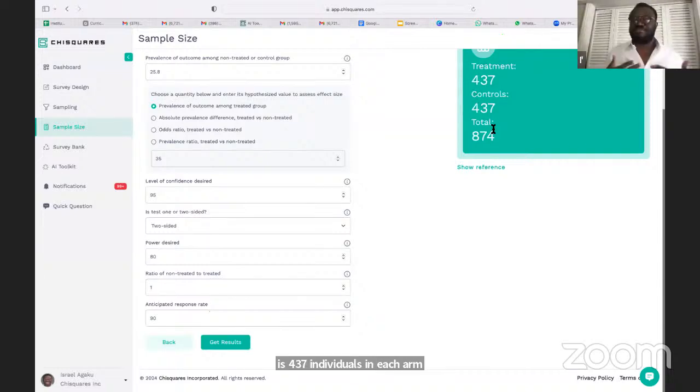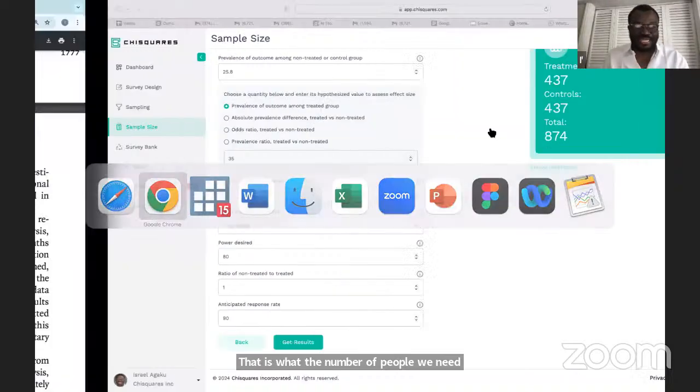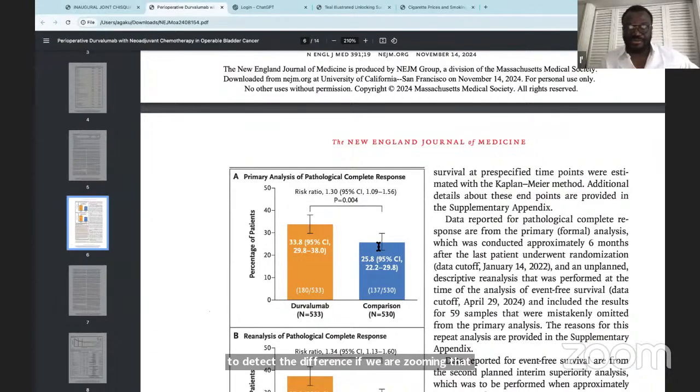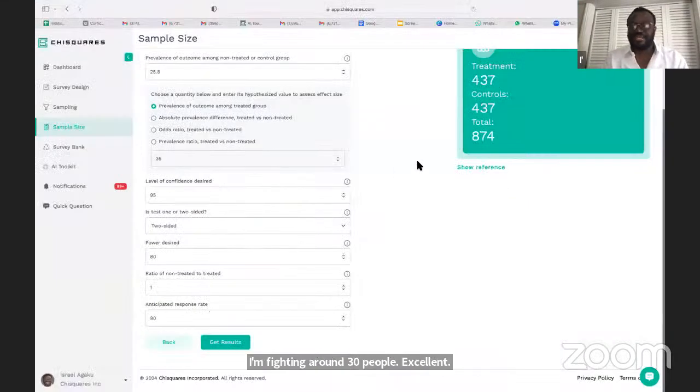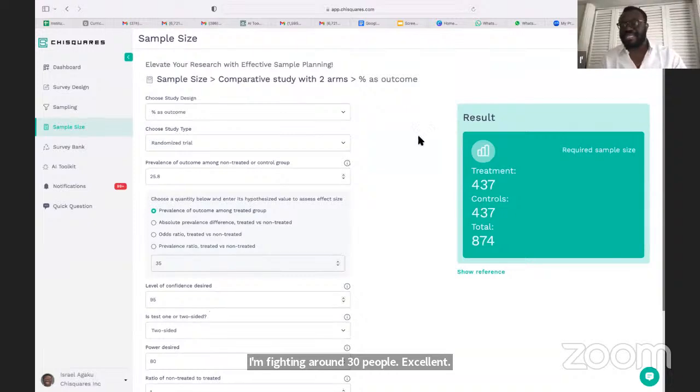That is the number of people we need to detect a difference, if we're assuming that this is the treatment effect. When we look at the groups, we see that at the overall level we have 533 people in the treatment group and 530 in the other. Excellent. We can easily detect differences because the minimum sample size we need based on these parameters is 437 individuals in each treatment arm.